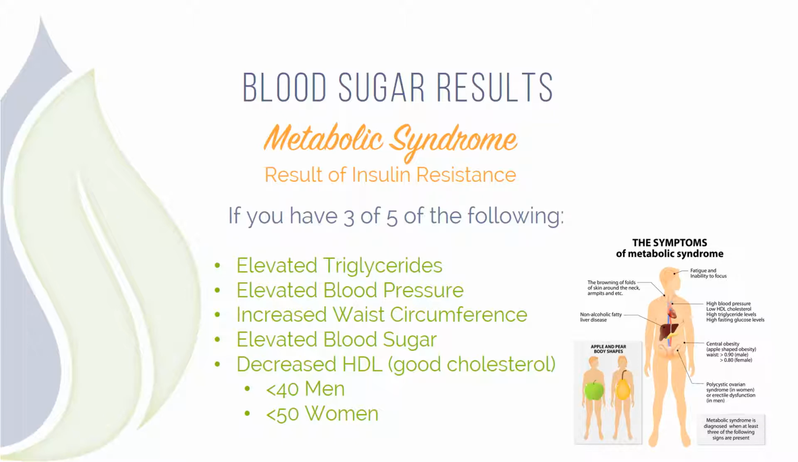Elevated blood sugar is another factor, and then decreased HDL good cholesterol, values less than 40 in men and less than 50 in women. Any 3 or more of those give you a situation where you have metabolic syndrome.